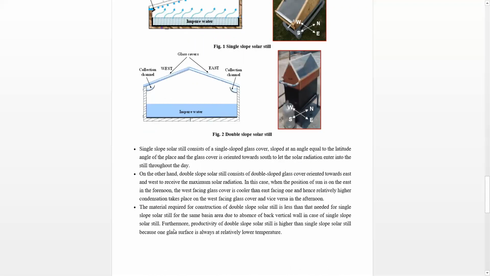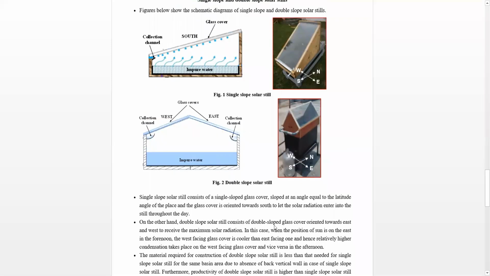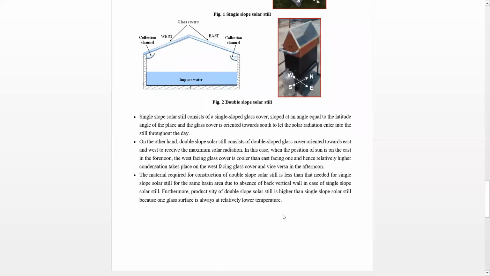And furthermore, productivity of the double slope solar still is higher than the single slope solar still because one glass cover is always at a relatively lower temperature, right? So what happens in a single slope solar still, this glass cover is always exposed to the sun, so it always has a reasonably high temperature. So condensation is not always high in this case throughout the day, whereas in the case of the double slope solar still, in the morning one of the glass covers is at a lower temperature, in the afternoon the other glass cover has a lower temperature, so condensation is quite good in the case of the double slope solar still, right?